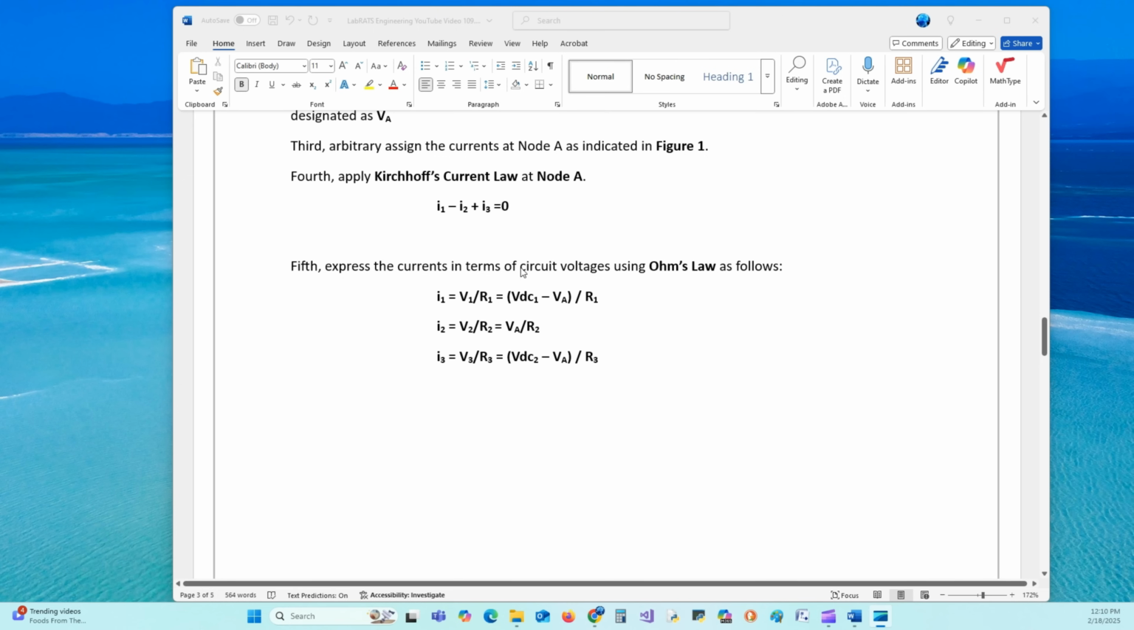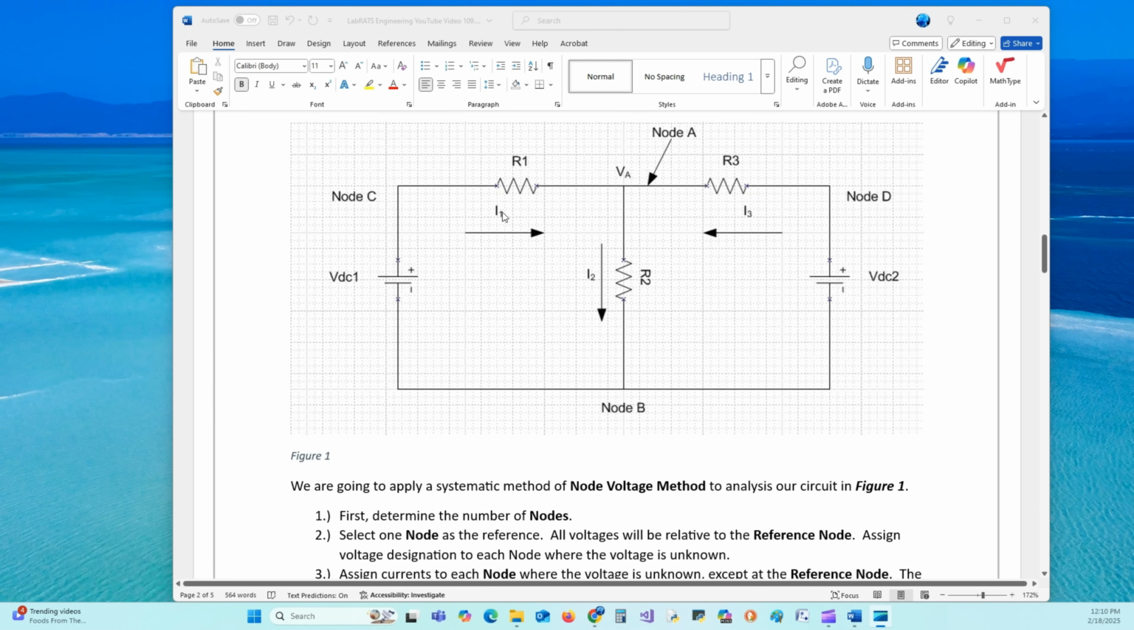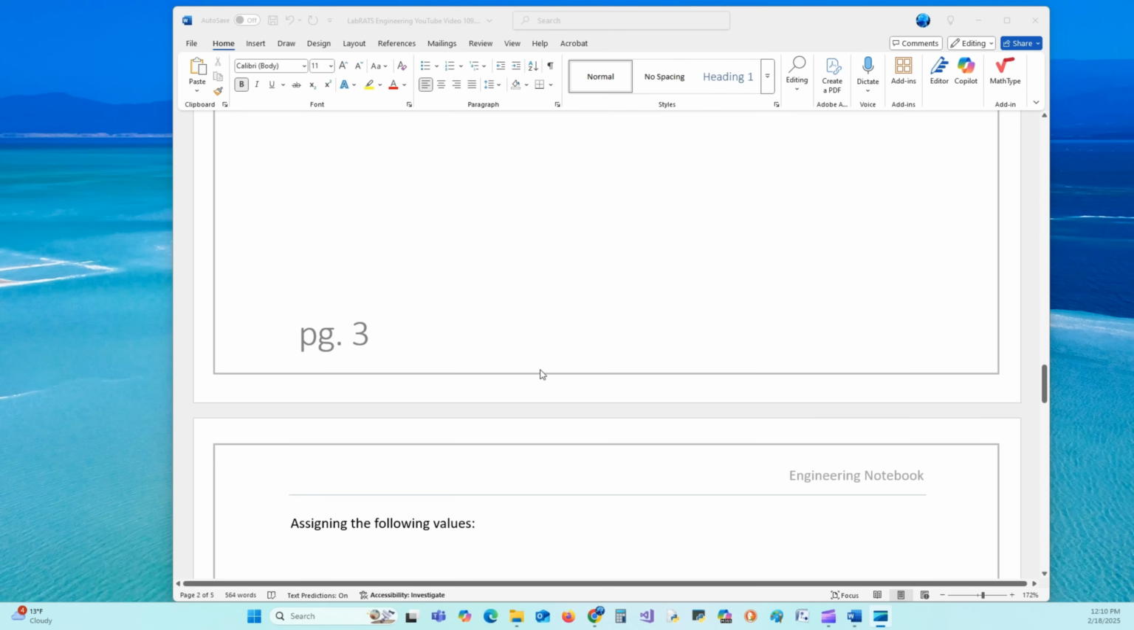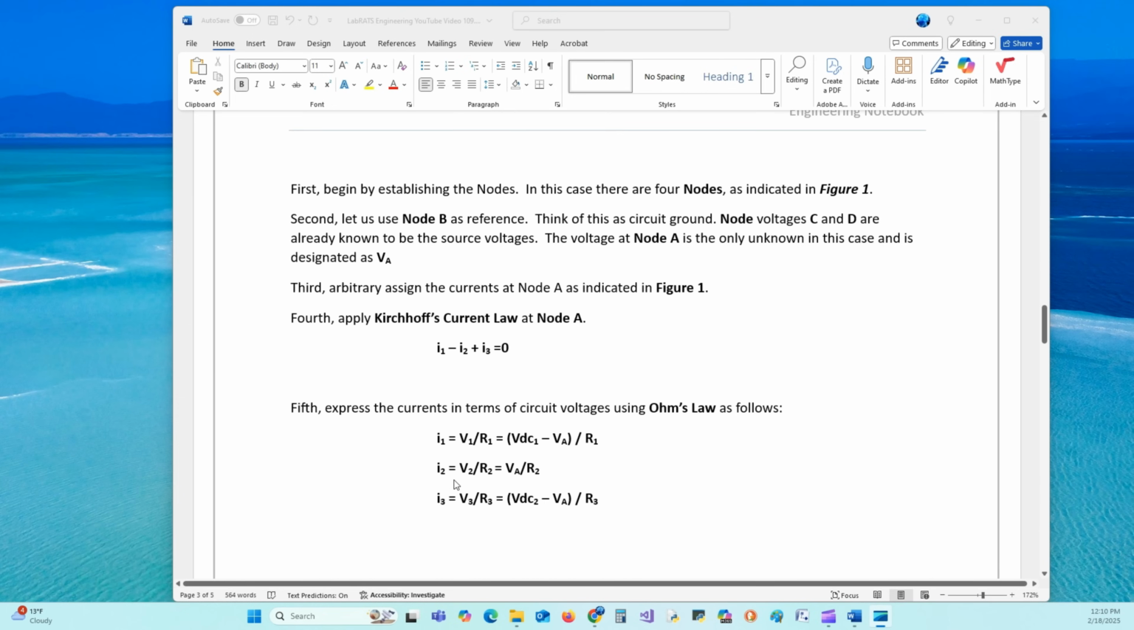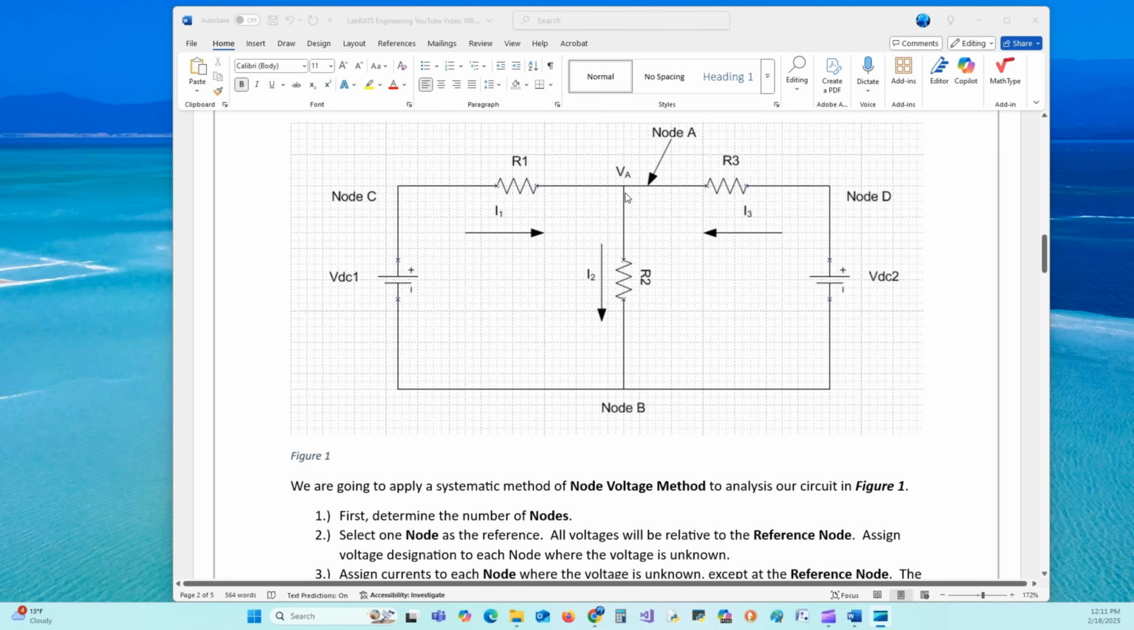Fifth, we express the currents in terms of circuit voltages using Ohm's law as follows. Remember, the current equals the voltage divided by the resistance. So I1 equals V1 over R1, equals VDC1 minus VA over R1, and that is this right here. Or we could use our circuit down here. Then I2 equals V2 over R2, which is VA over R2.